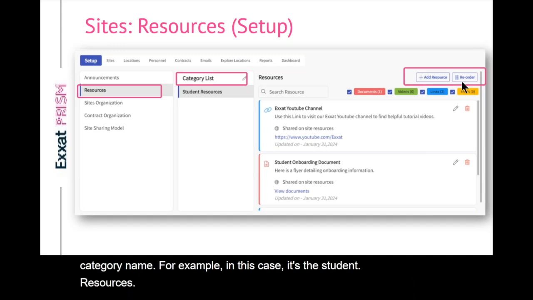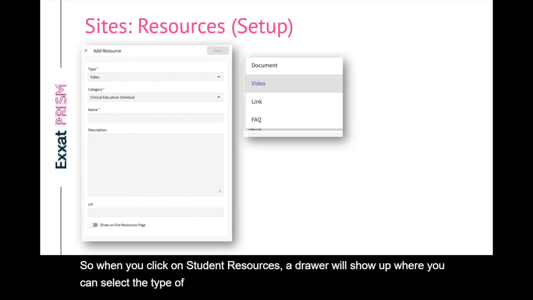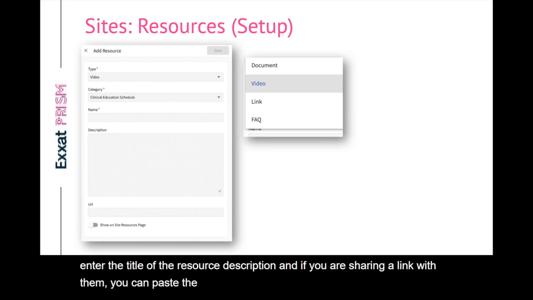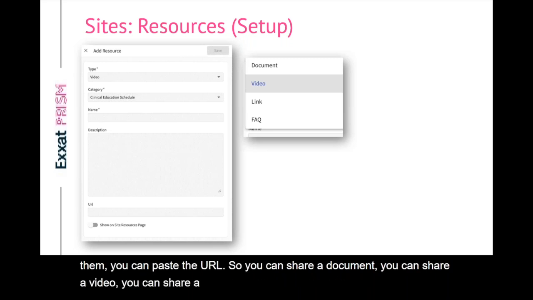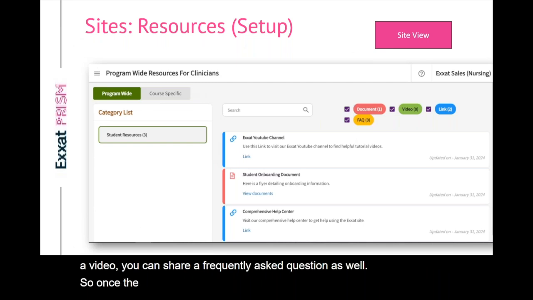So when you click on student resources, a drawer will show up where you can select the type of resource, where you can select the category. You can enter the title of the resource, description, and if you're sharing a link with them, you can paste the URL. So you can share a document, you can share a video, you can share a frequently asked question as well.